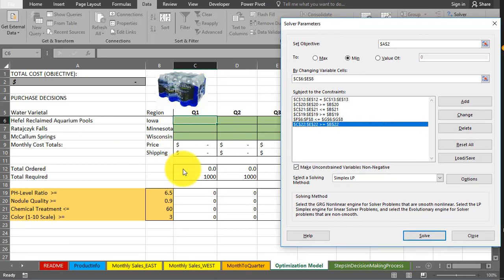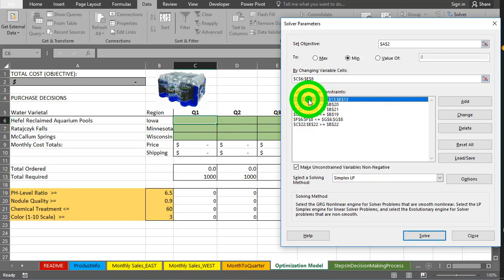The total ordered row 11, okay, must equal row 13. Right? Sorry, row 12. I misspoke there. So there's that. Everything in here must equal what's right below it. We have to order 1,000 each month. So that's what this constraint is saying.